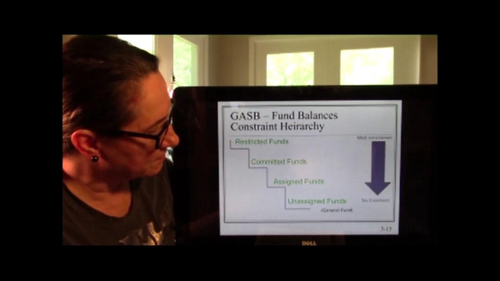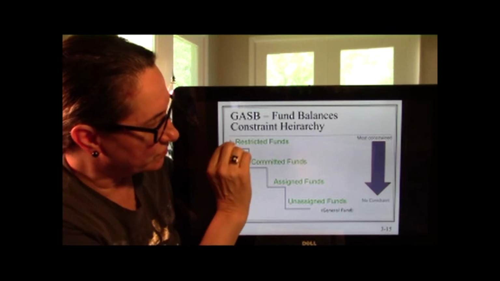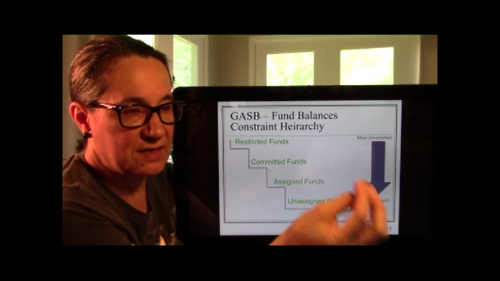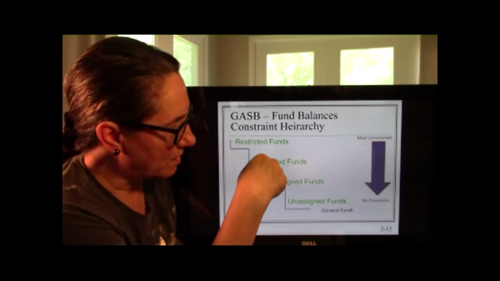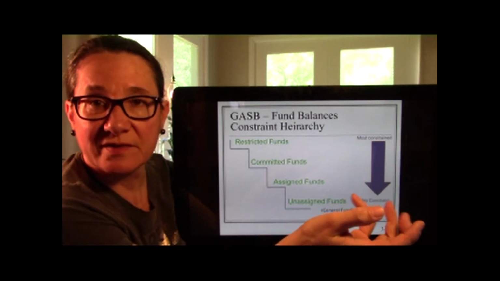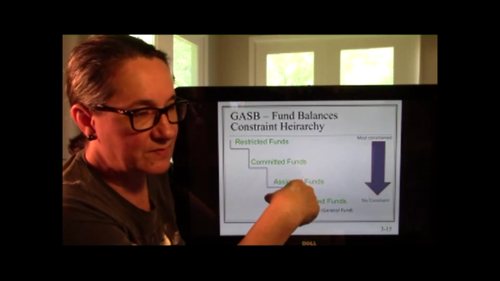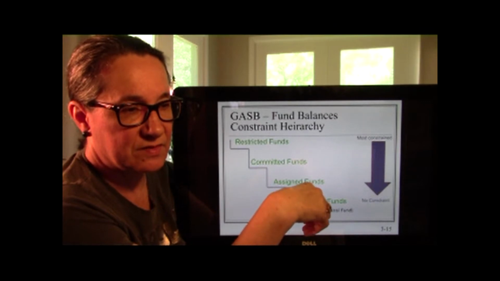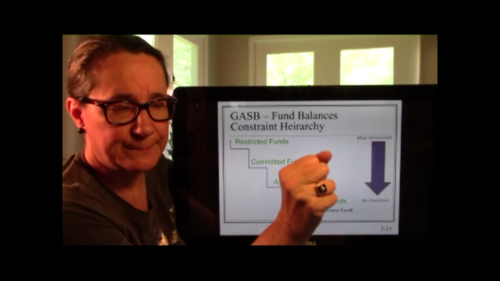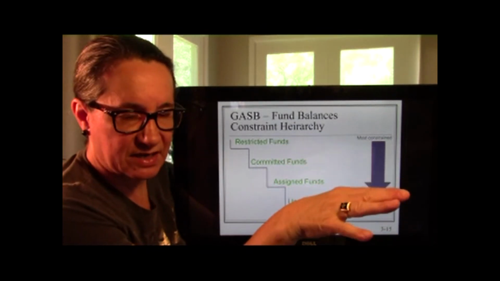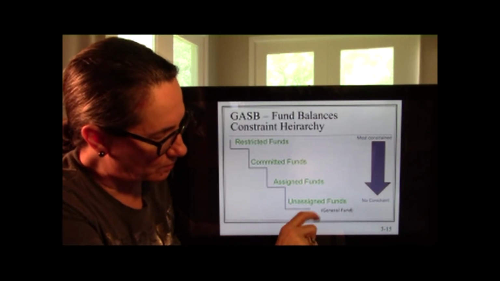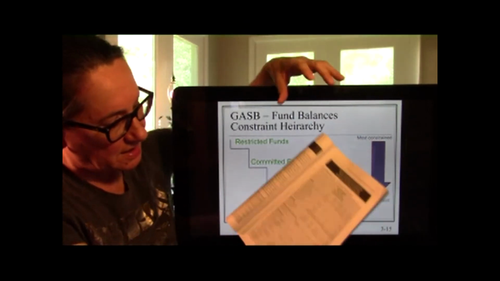So how do we figure out what this is? Here's the hierarchy. Restricted are the least usable. They're the most constrained. I can't do anything with this. Committed, we've said we're going to do something with it, and so we need to be doing that. Assigned, it's not legally committed. We didn't vote at City Council to spend it, but it is assigned. And then we've got some funds that aren't assigned yet. Then they eventually go into the general fund. You won't have unassigned funds in any of the other funds.